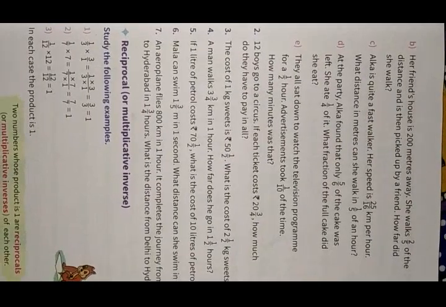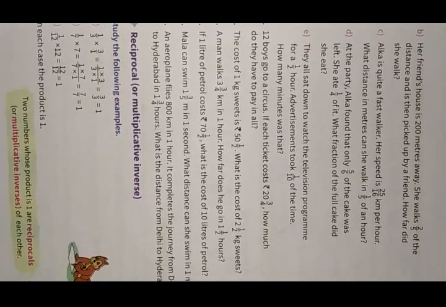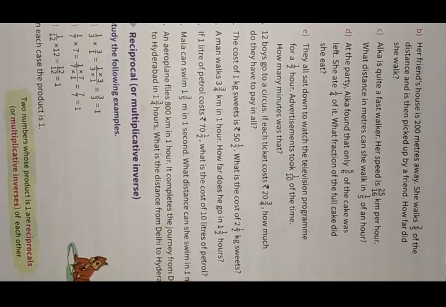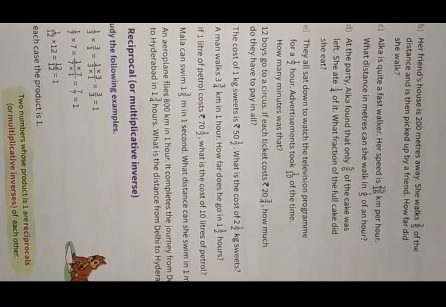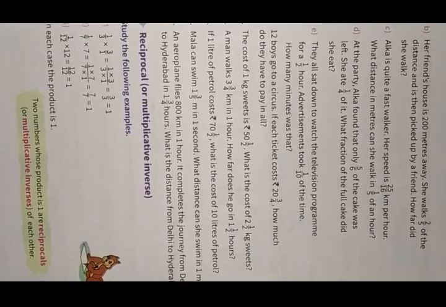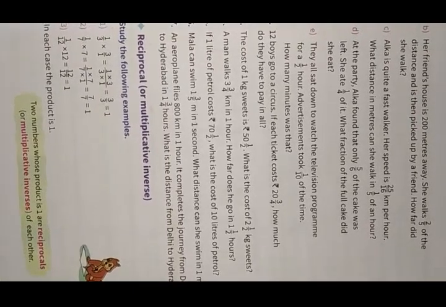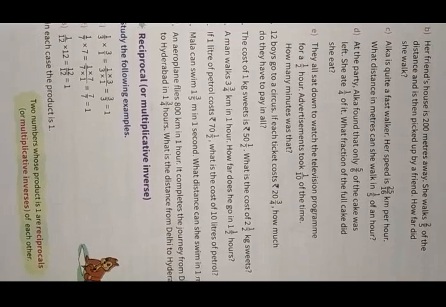Part C. Alka is quite a fast walker. Her speed is 25/16 km per hour. What distance in meters can she walk in 1/5 of an hour? Okay. The speed of Alka is given as 25/16 km per hour. It means she can walk this much distance in 1 hour. Now we have to find how much distance she covers in 1/5 hour.